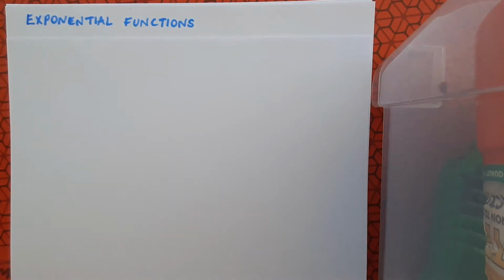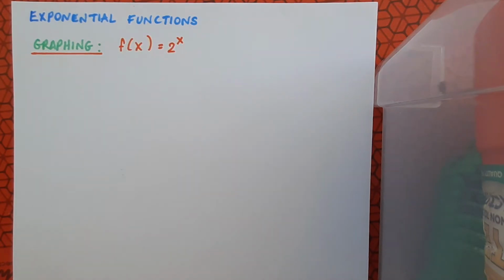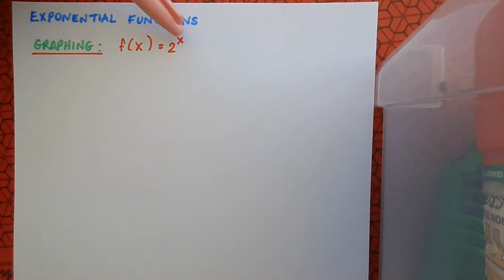This is a video about exponential functions. First, I want to have a look at how to graph exponential functions. An exponential function is a function that looks a bit like this. We've got f of x equals 2 to the power of x here, and you can see that our variable, x, is up in the power.